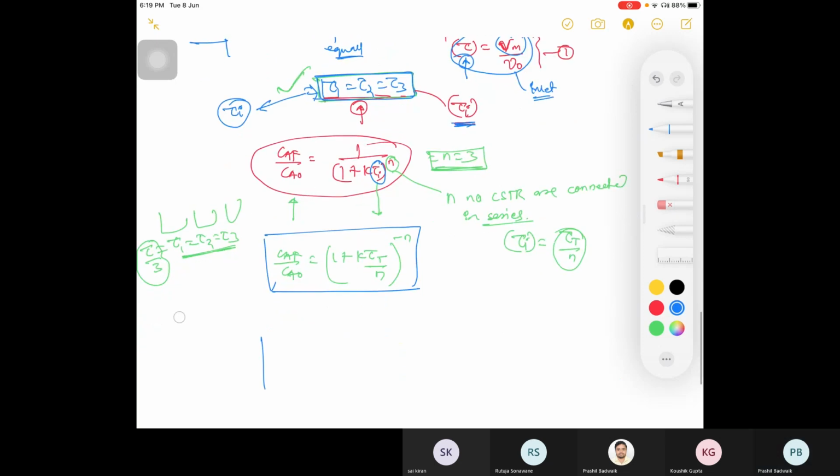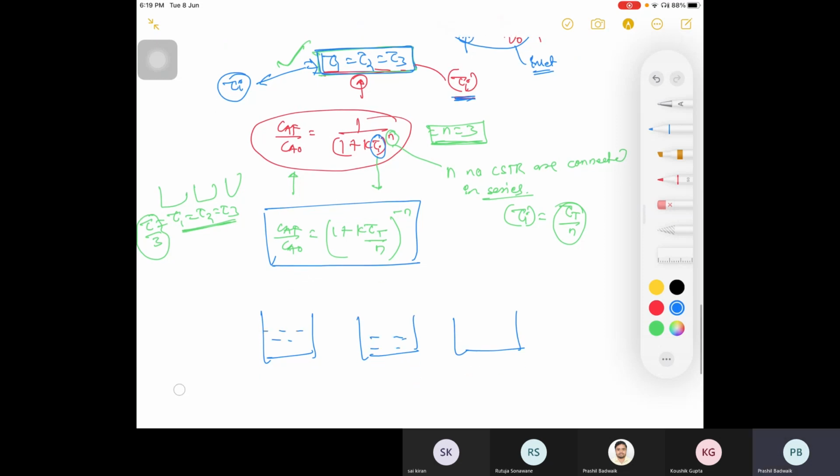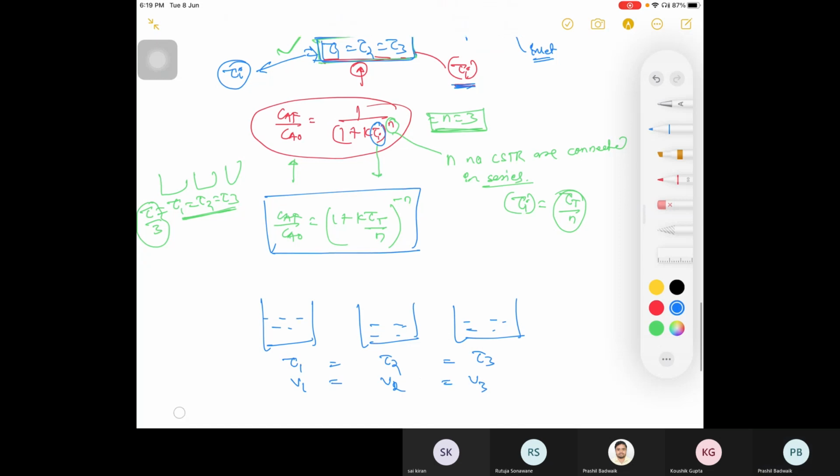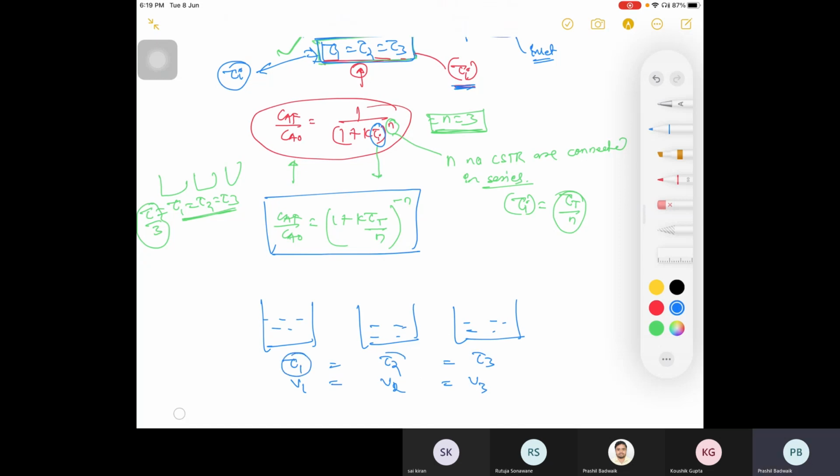Now this is your one CSTR, this is your second, this is your third one. So this is tau 1, tau 2 and tau 3, all are equal because volume 1 is equal to volume second is equal to volume of third. Three cases came. Now what will be the total tau? This tau plus this tau plus this tau, right? So total tau is what? Tau 1 plus tau 2 plus tau 3, right? And all three are equal, so what can I write here? 3 times tau individual is equal to tau total.